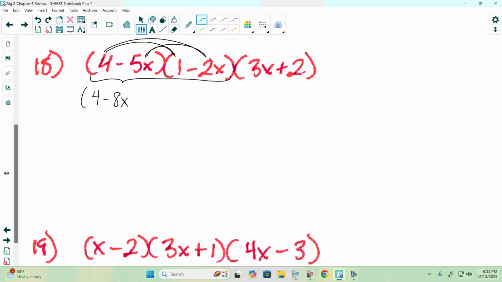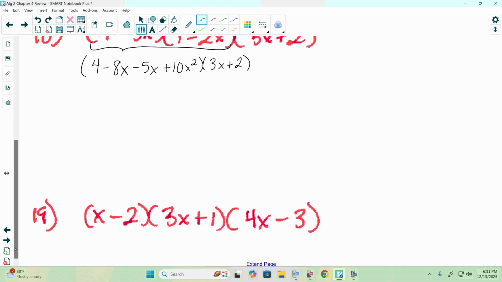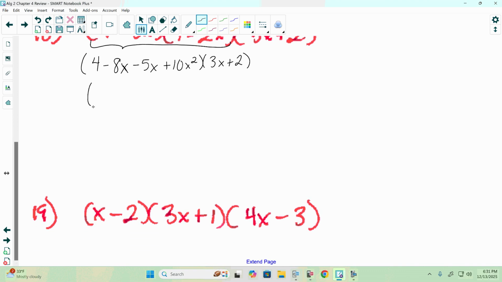And we're going to do the same thing with negative 5x. Negative 5x times 1 is going to be negative 5x. Negative 5x times negative 2x. Negative 5 times negative 2 is going to be positive 10. X times x is x squared. Now we haven't done anything with the 3x plus 2, so we're going to just stick it on there at the end. Now we do need to combine some like terms.